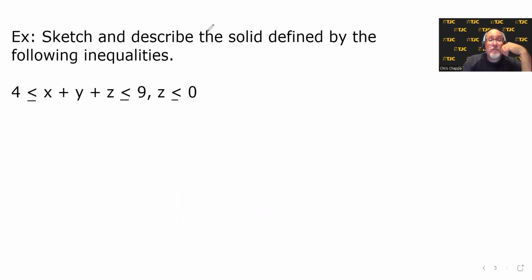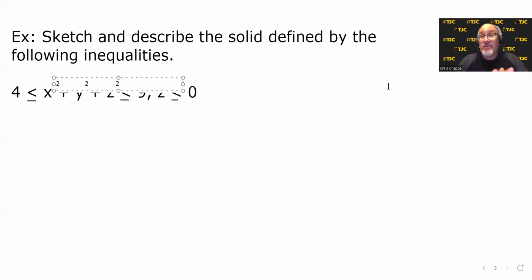What about this one? It's missing a piece. One second. All right, there we go. It was missing its squares.